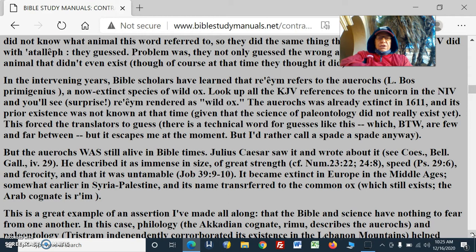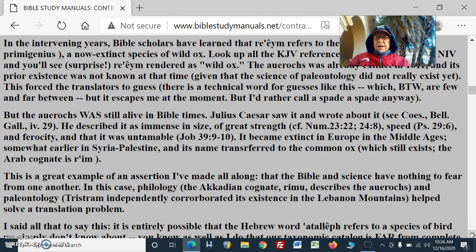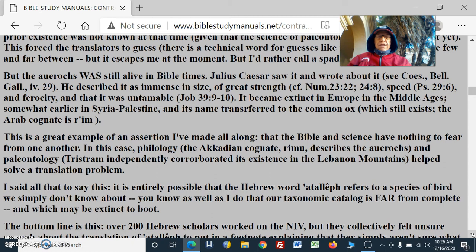It became extinct in Europe in the Middle Ages, somewhat earlier in Syria-Palestine, and its name transferred to the common ox, which still exists. The Arab cognate is rim, which is similar. This is a great example of an assertion I've made all along, that the Bible and science have nothing to fear from one another. In this case, philology, the Akkadian cognate rimu, describes the aurochs, and paleontology, Tristram, independently corroborated its existence in the Lebanon mountains, helped solve the problem, a translation problem. It's a translation problem, not a text problem.